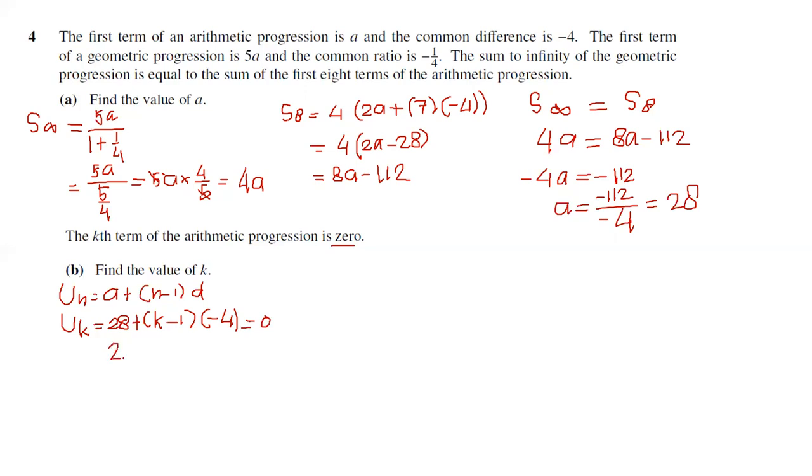So 28 minus 4k plus 4 equals 0. So 4k equals 32. k equals 8. Yeah, so k equals 8. That's the solution. Next, for number 5.